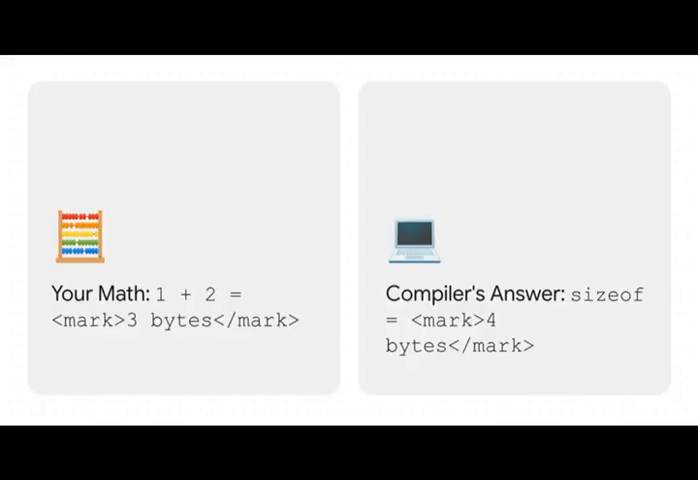I mean, that's what the math says, right? But here's the twist. When we ask the C compiler, it looks us straight in the eye and says the answer is 4 bytes. So, where on earth did that extra byte come from? That is the mystery we're here to solve today.